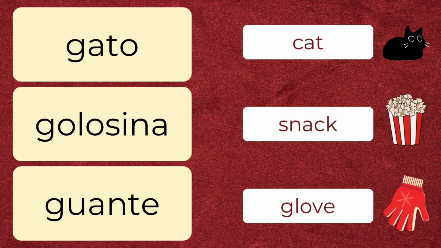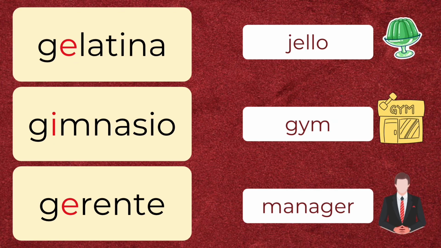So, if it's A, O, U, then it is going to sound G. Gato, golosina, guante, gracias, for example. But if after the letter G we have E or I, the sound is going to change to H. For example, gelatina, gimnasio, gerente.